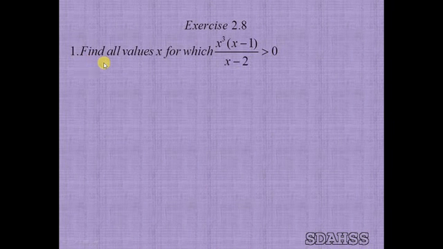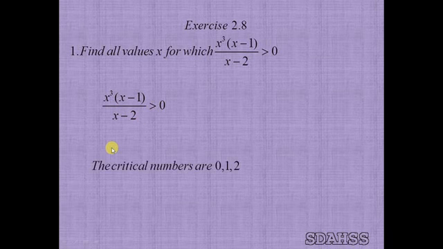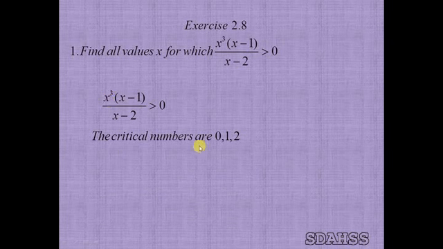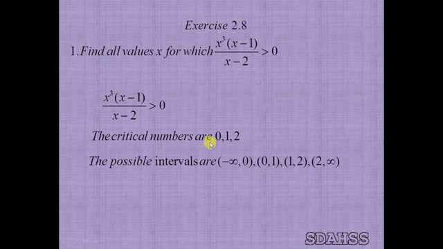First sum. Find all values x for which x cube into x minus 1 divided by x minus 2 is greater than 0. Equating on both sides, x cube equal to 0 means x is equal to 0. X minus 1 equal to 0 means x is equal to 1. X minus 2 equal to 0 means x is equal to 2. So the critical numbers are 0, 1, 2. So the possible intervals are minus infinity comma 0, 0 comma 1, 1 comma 2, 2 comma infinity.